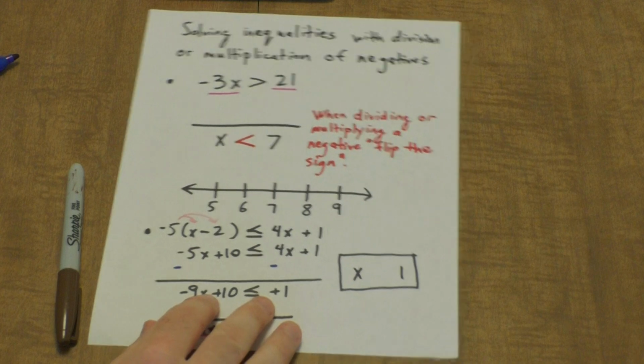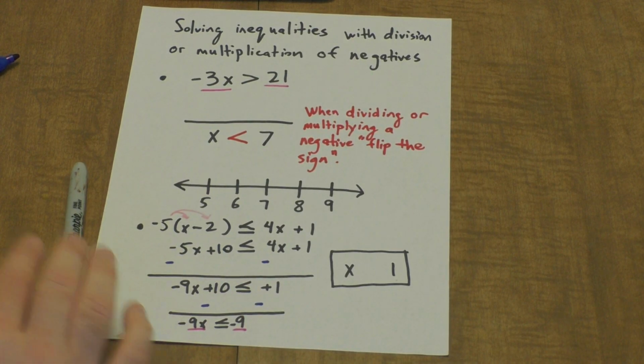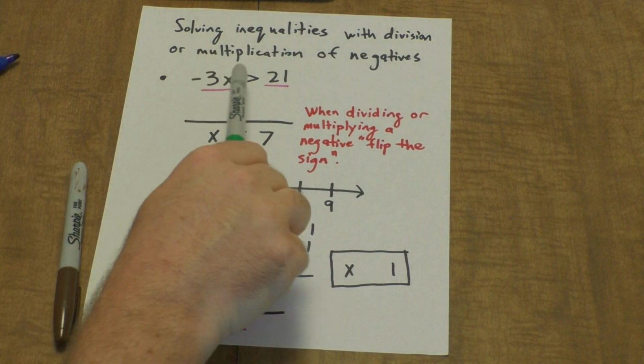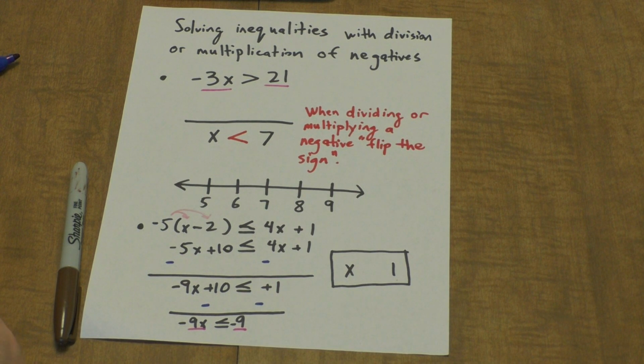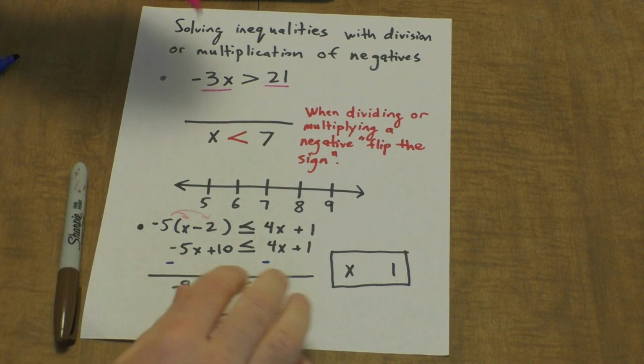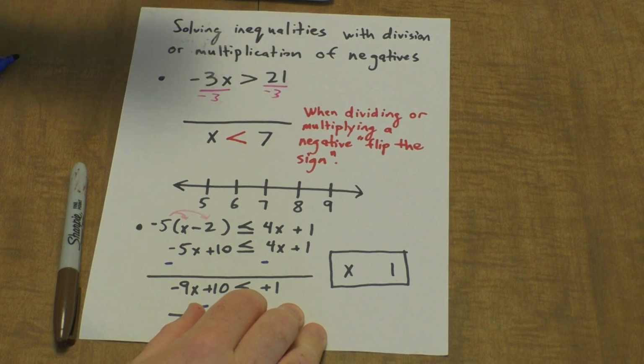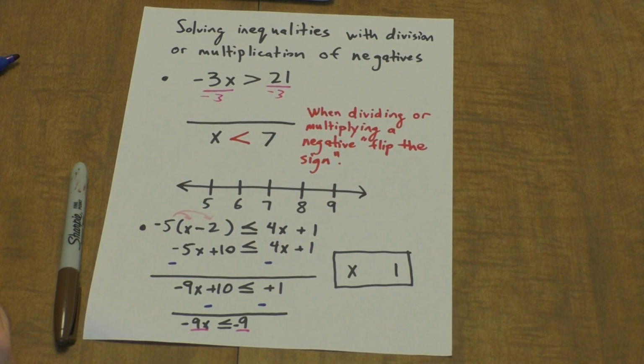So for a couple more problems, just a few little special cases, and this is probably the toughest thing. This is what we're going to have to remember. So I have negative 3x is greater than 21. Well, I'm just going to solve this by dividing by negative 3, because x is being multiplied by negative 3, so it's the opposite operation. Negative 3 over negative 3 is positive 1, so you get 1x, or just x. 21 divided by negative 3 is negative 7.